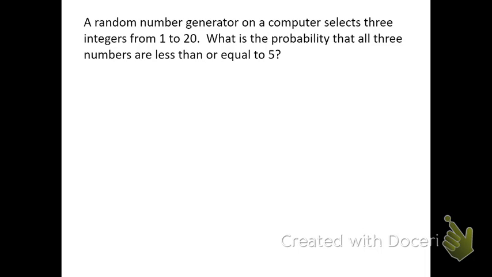So here's one. Let's say you have a random number generator on a computer. You can actually do this on your TI Nspire. I'll show you in a second, but you could do a random number generator on your calculator. Let's say it selects 3 integers from 1 to 20. What's the probability that all 3 numbers are less than or equal to 5?